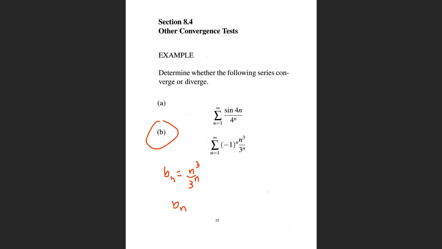So if we were to use the alternating series test, we'd have to show that the n plus first term is less than the nth term. That's one of the conditions that we would need to verify. In other words, we'd have to show that (n plus 1) cubed over 3 to the nth is less than or equal to n cubed over 3 to the nth.